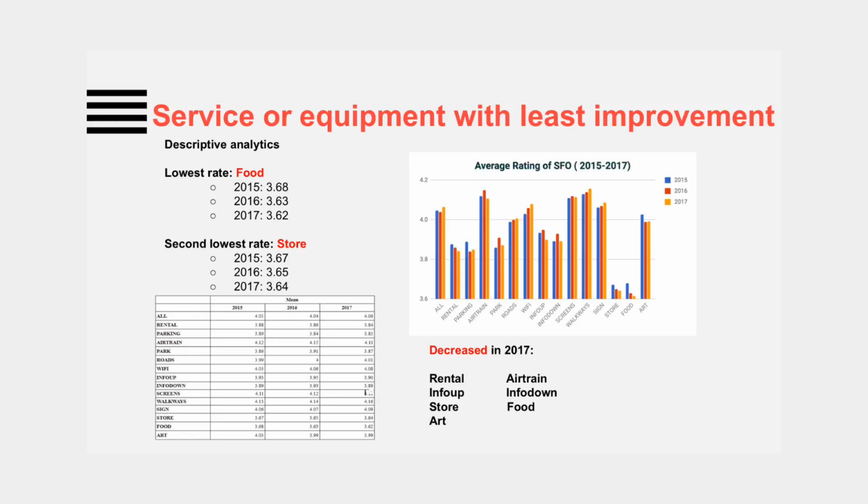And we also found that there are 7 aspects whose scores decreased in 2017. They are rental car, AirTrain, info up, info down, store, food, and art. So these 7 parts we still need to focus on to see how we can improve them.